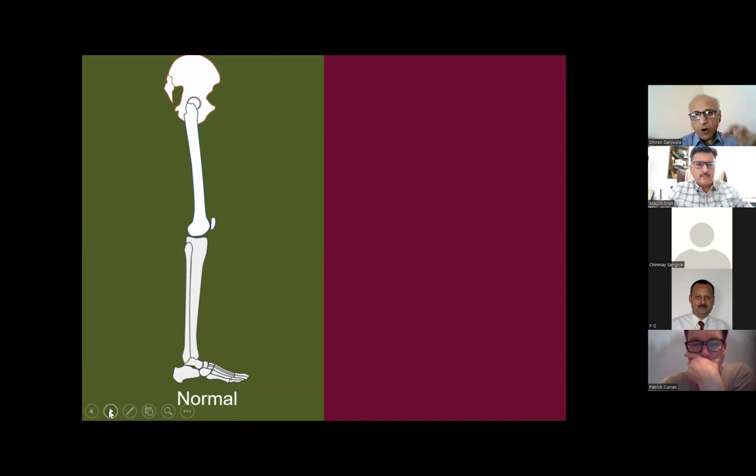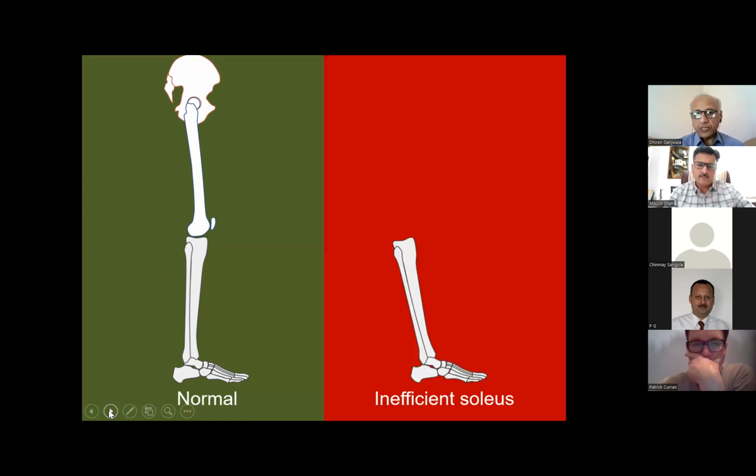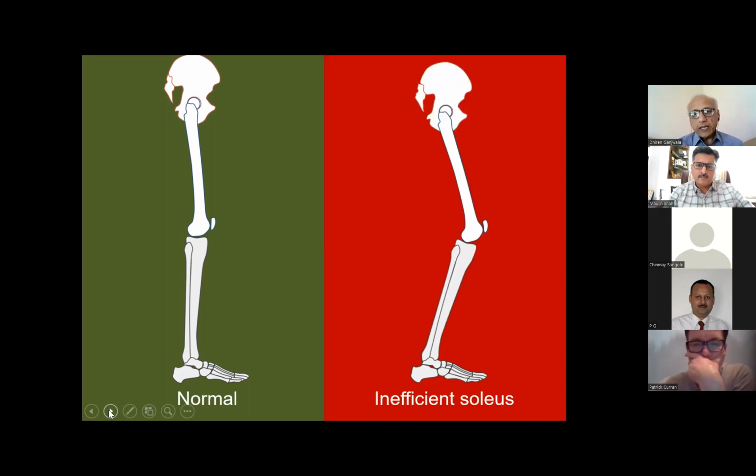However, when all these factors are abnormal, that results in inefficient soleus action. And in that situation, the forward progression of the tibia does not stop at 10 degrees, but it continues beyond that. And that results in more dorsiflexion at the ankle. And when there is more dorsiflexion at the ankle, the body has to compensate by flexing the knee joint.